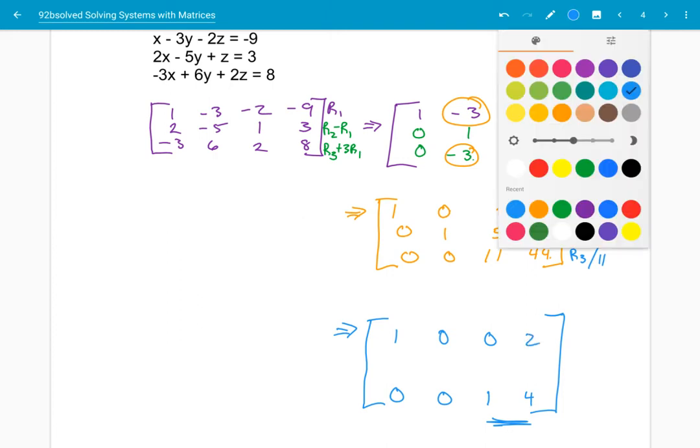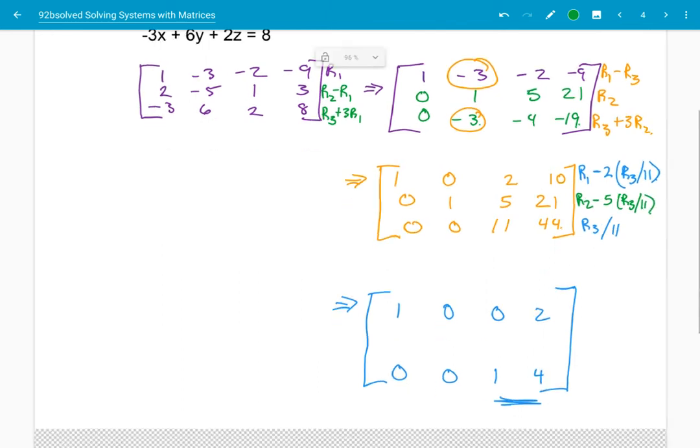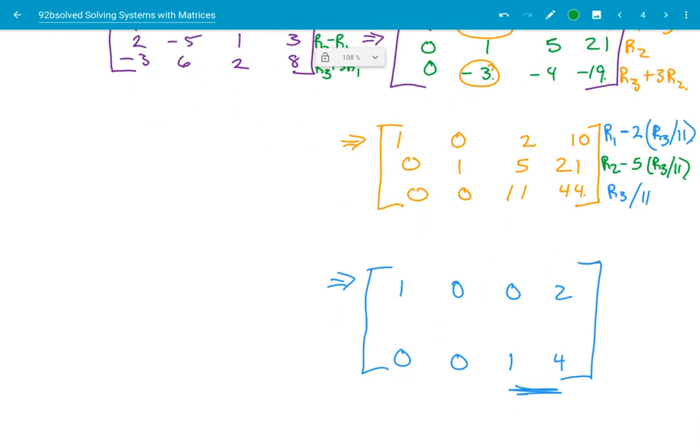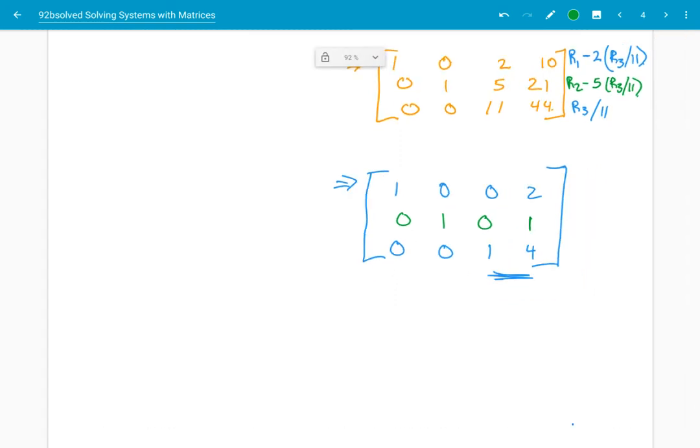And then for the middle row, I'm going to take row 2 and subtract 5 row 3s over 11. That gives me 0. The 1 stays. I'm not subtracting 5 times 11, it's 5 times 1, so that gives me the 0. 5 times 4 is 20, minus 20 gives me 1. Okay, so that's row reduced echelon form. And this simply means that x is equal to 2, y is equal to 1, and z is equal to 4. And there's my answer.